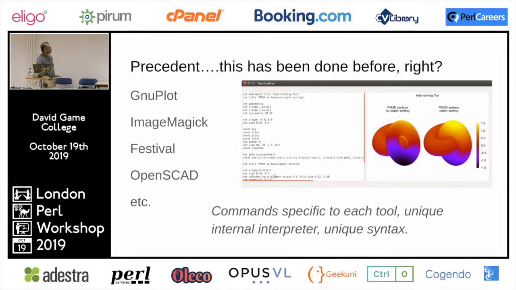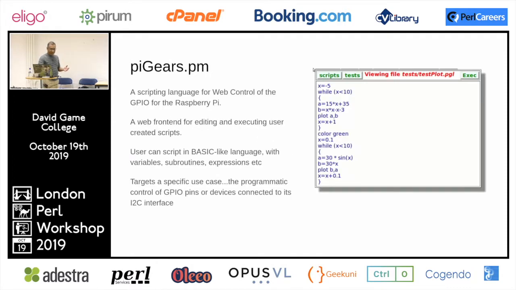And this has been sort of done before. I mean, most things that we do, if you use GNUplot or ImageMagick or Festival, these are scripted languages, scripting tools, and each of these has a different language. If you want to go from one application to another application, you have to learn another language altogether. And that does make things a little bit complicated. The syntax is different.